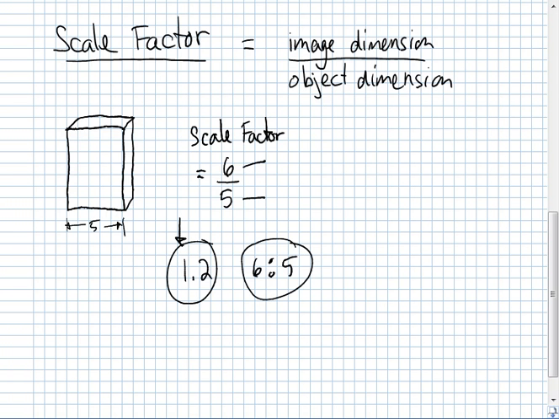This 1.2 means that the image is 1.2 times bigger than the object, or think about it as 1.2 over 1 if you want. 6 to 5 is image compared to the object, okay?